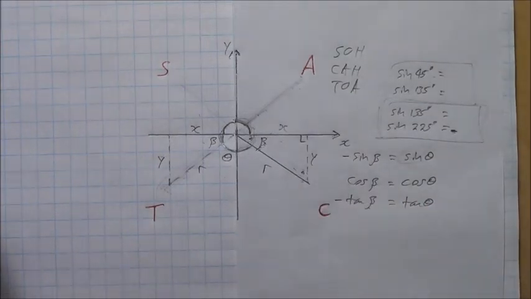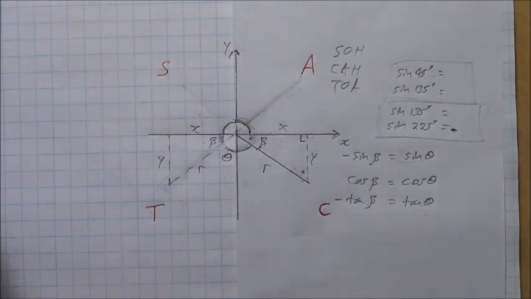Okay, so we always have to take into account both scenarios. Okay, so that's a little bit about the CAST rule and about the related acute angle, and we'll take a look at some other specific examples in other videos.